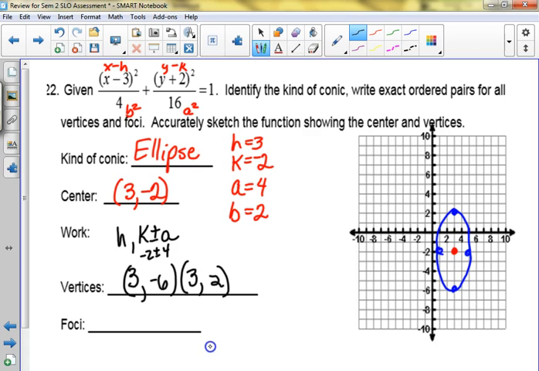And foci. We need C, right? Be careful. This formula changes for C, right? Depends what the figure is. What's the formula for C when it's an ellipse?